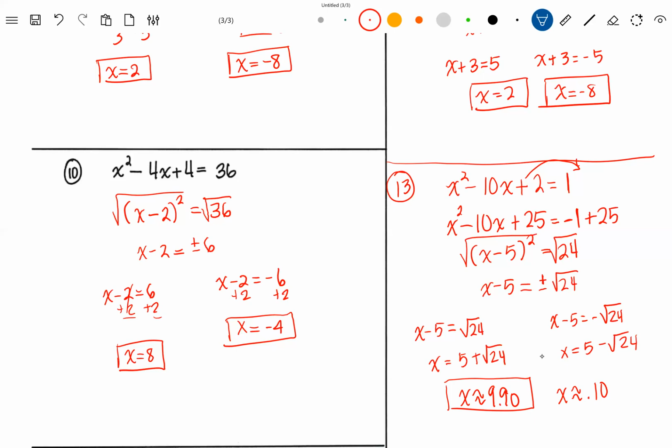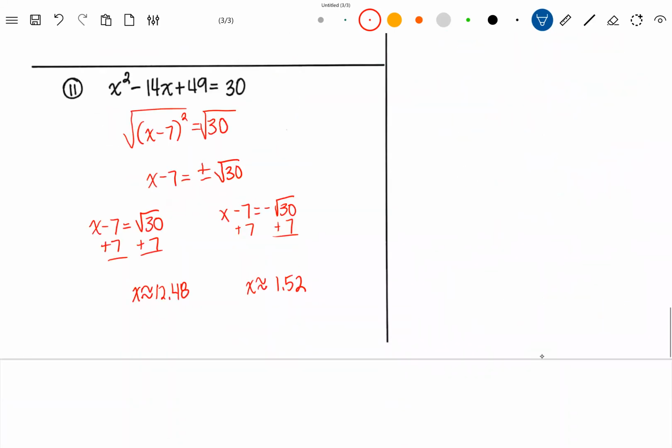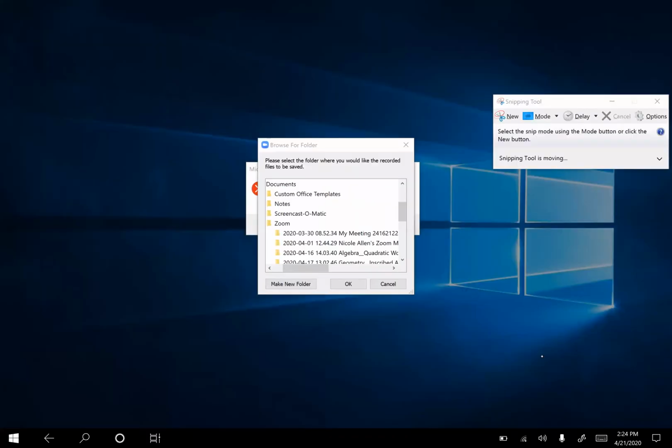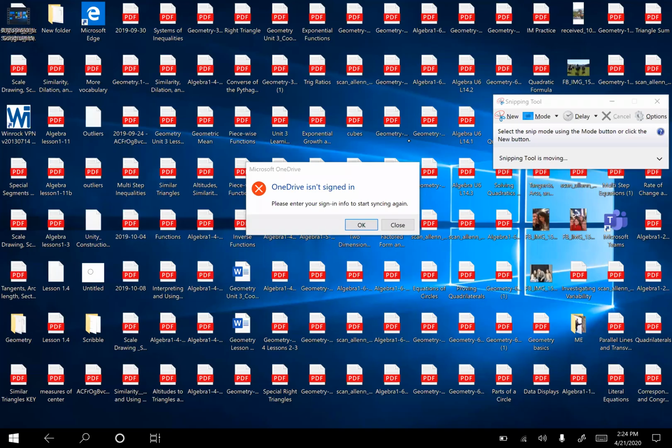Do you have any questions about completing the square? No, ma'am. Okay, well, that's all I've got for you. Everything good then? Yes, ma'am.